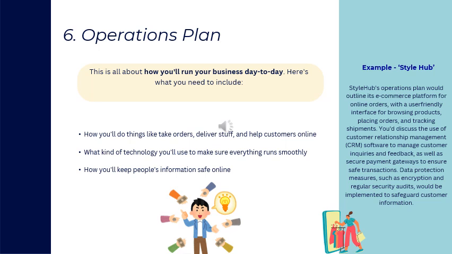The Style Hub example. Style Hub's operations plan would outline its e-commerce platform for online orders with a user-friendly interface for browsing products, placing orders, and tracking shipments. You discuss the use of customer relationship management (CRM) software to manage customer inquiries and feedback, as well as secure payment gateways to ensure safe transactions. Data protection measures, such as encryption and regular security audits, would be implemented to safeguard customer information.